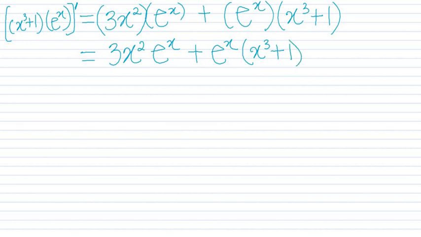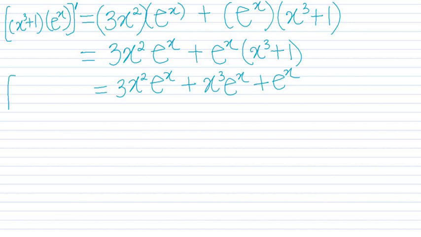And then we have plus e to the x multiplied by x cubed plus 1. We can multiply through and just say 3x squared e to the x plus x cubed e to the x plus e to the x. So that is it. You can have this as your answer. This is basically your answer.